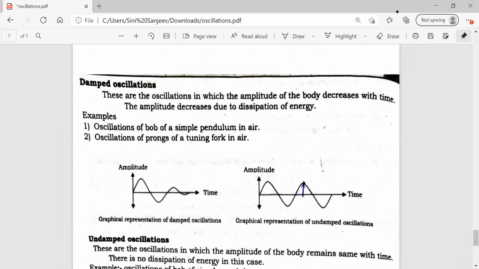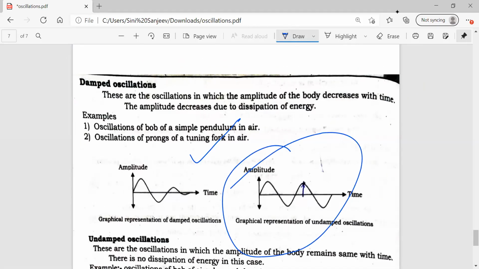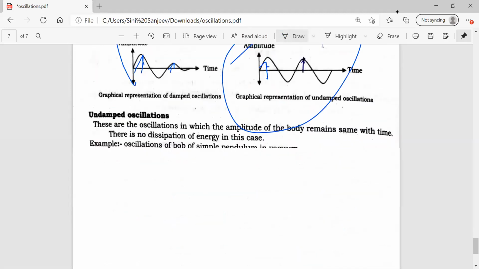And in the last class I think I discussed damped oscillation and everything. This is my undamped. The amplitude is the same, but here the amplitudes are different. Simple as that. If there is any disturbance, it is damped. If there is no disturbance, it is undamped. That's all.